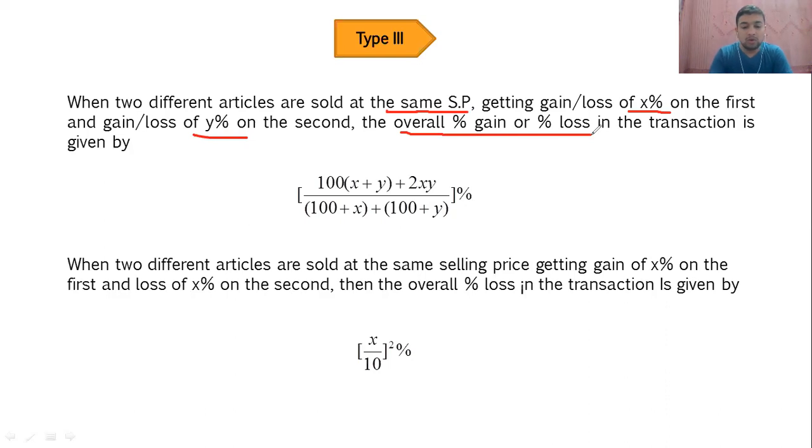So you will have to do separate calculations for both articles, and then find out, based on the cost price and the selling price, whether there is a percentage gain or loss. Instead of doing calculations for individual articles, you can use this formula: 100 in brackets (x plus y plus 2xy upon 100) upon (100 plus x) plus (100 plus y) percentage.